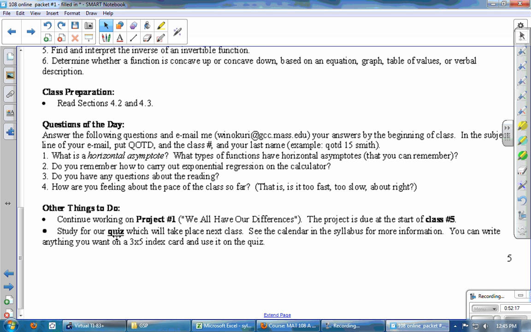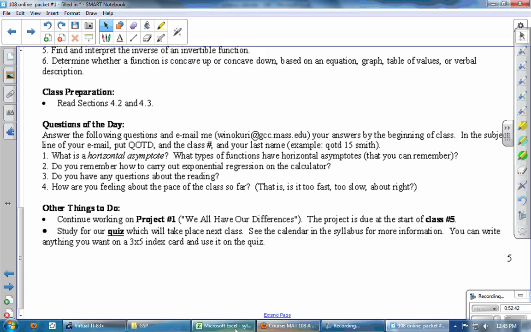And then we have our first quiz. Our quiz takes place next class, and you're going to see the calendar and the syllabus for more information. You can write anything you want on a 3x5 index card and use it on the quiz. So any formulas, any definitions, any practice problems that you want to have access to, you can just write them on the front and back of a 3x5 card and use it on the quiz.